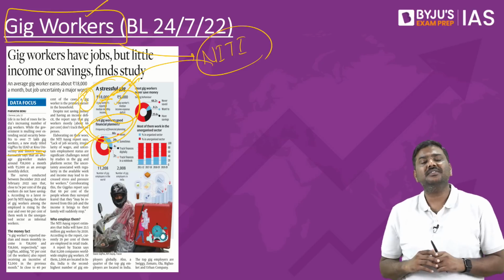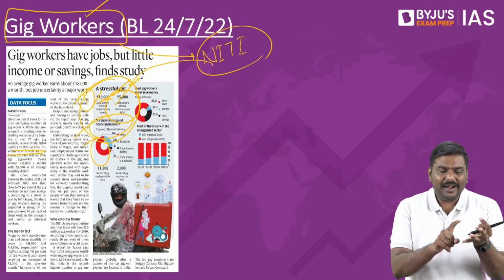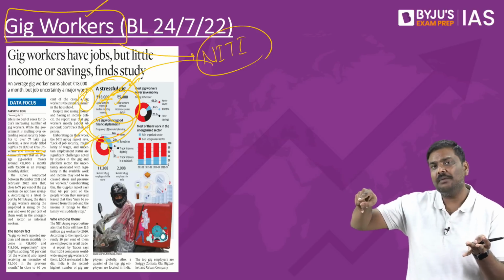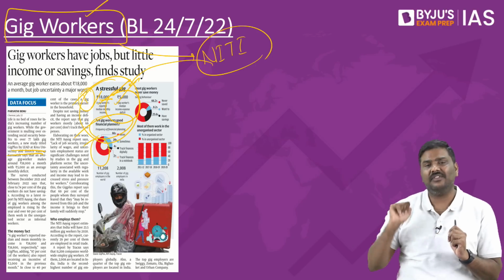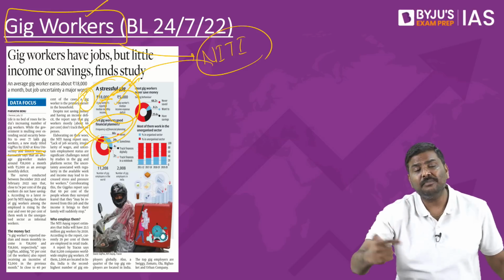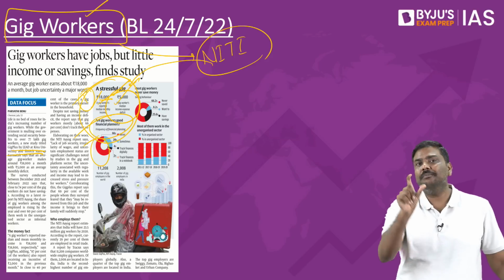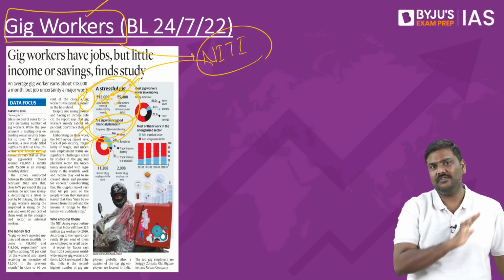Why is it a point of concern? If I'm a gig worker, I do not have any savings, and I don't know when I'll be removed from the company, this increases the stress level. And when the stress increases, obviously it will reflect in my productivity. That is a point you need to remember. It is going to have an impact on the productivity of the gig worker.